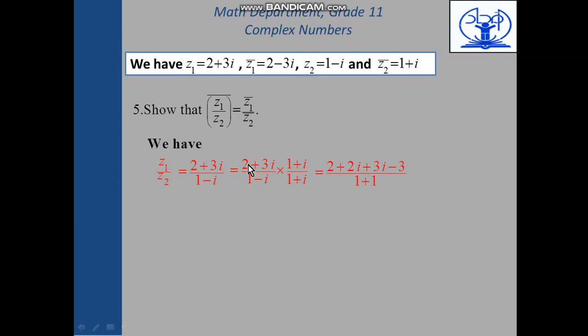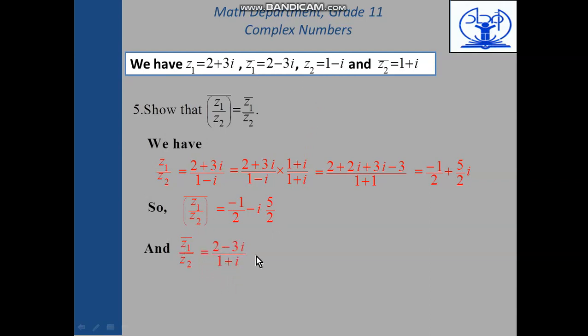And in the numerator we have to multiply each term by the other. 2 times 1 is 2, 2i, 3i times 1 is 3i, 3i times i is 3i squared, and is equal to minus 3. And finally 2 minus 3 is minus 1, so minus 1 over 2, plus 5i over 2. So the conjugate of z1 over z2 is equal to the conjugate of the answer here, it's minus half minus 5i over 2. And now we have to do z1 bar over z2 bar.